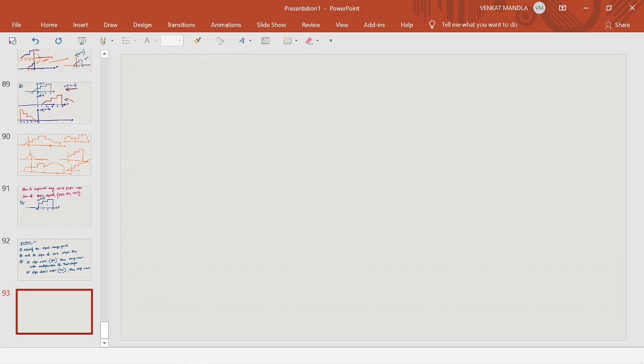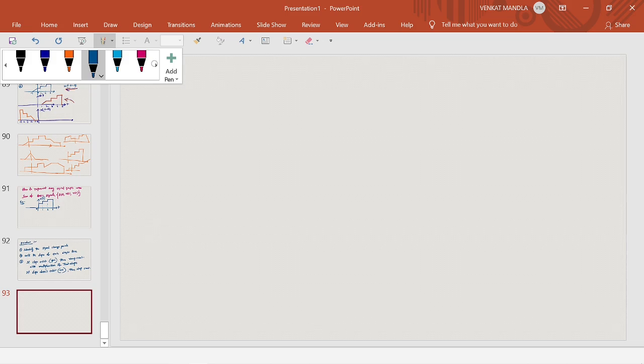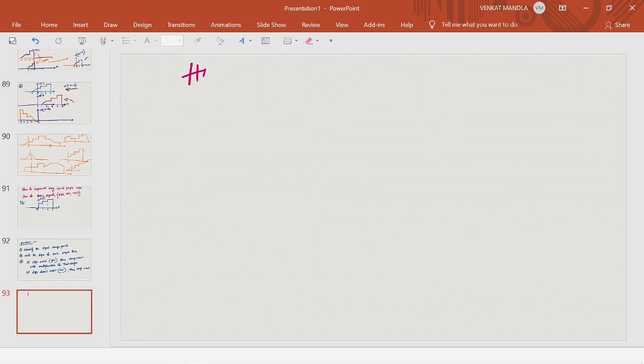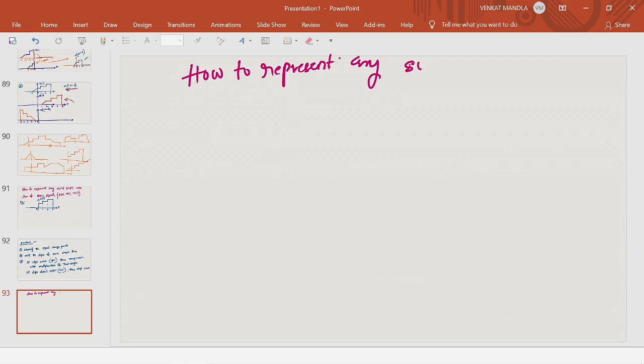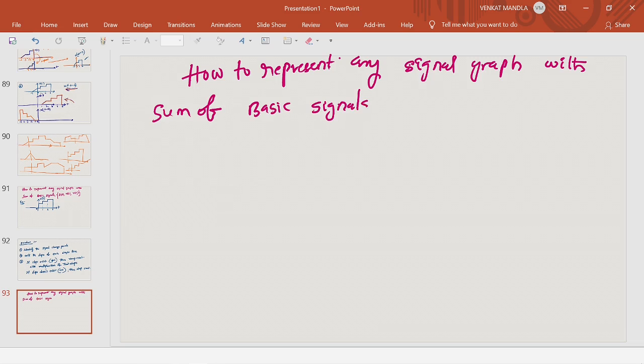The continuation of the previous lecture: how to represent any signal graph with a sum of basic signals such as impulse, unit step, and unit ramp.